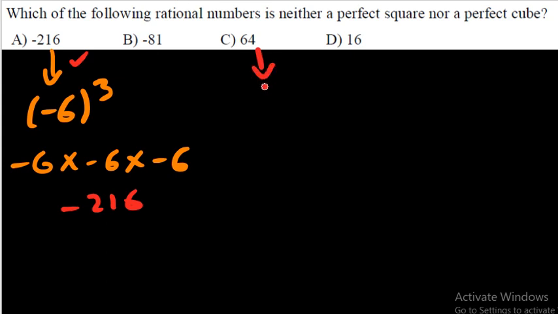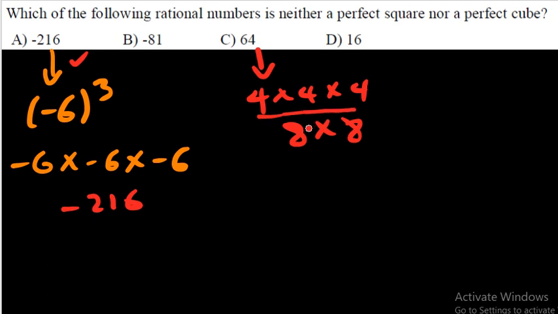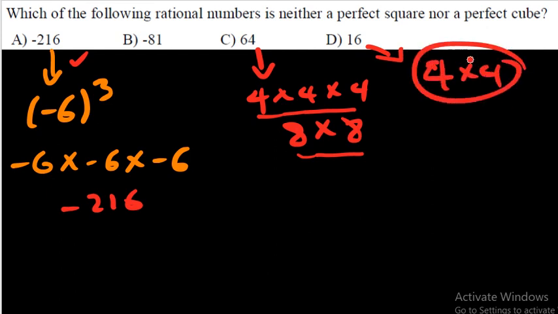64 is 4 times 4 times 4, or 8 times 8. So 64 is a special one. It is a perfect cube and at the same time a perfect square number, because you can express it as a product of 3 same numbers or as a product of 2 same numbers. The last one, D, we can express as 4 times 4. It's a perfect square number. So one is a perfect square and perfect cube, and this one is a perfect cube. But B, since it's negative 81, doesn't work. But A, it's negative, it works because of the cube. In case of cube root, it works, but in case of square root, negative has no meaning. Don't forget that.